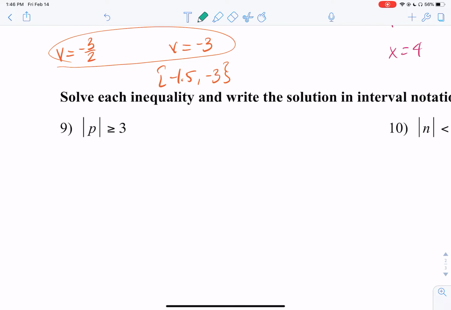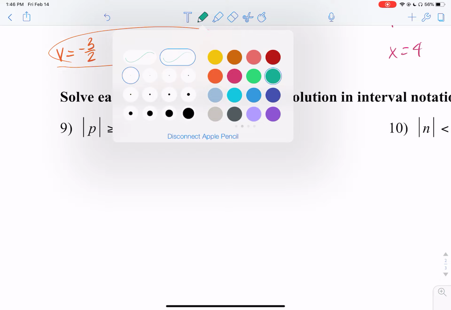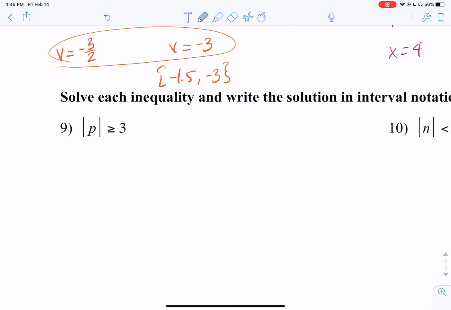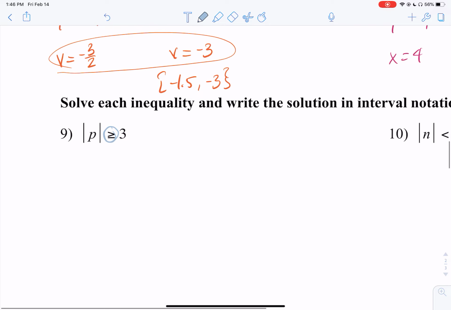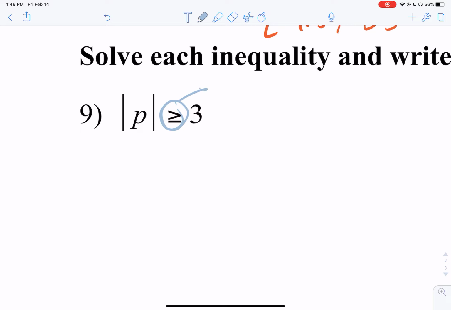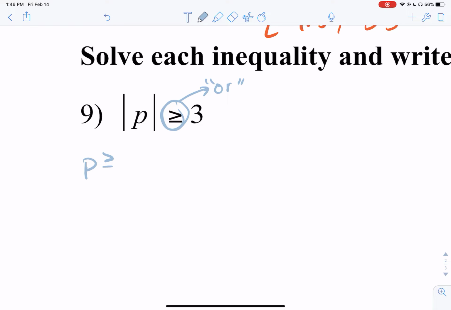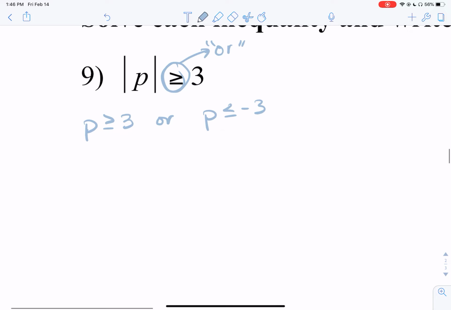So now for the next part, what we need to make sure that we understand again is the inequality symbol with the respective absolute value. So for this symbol right here, this is going to create an OR compound inequality. So for P, the absolute value of P is greater than or equal to 3. That's going to create two conditions. P is going to be greater than or equal to positive 3, or P is going to be less than or equal to negative 3.